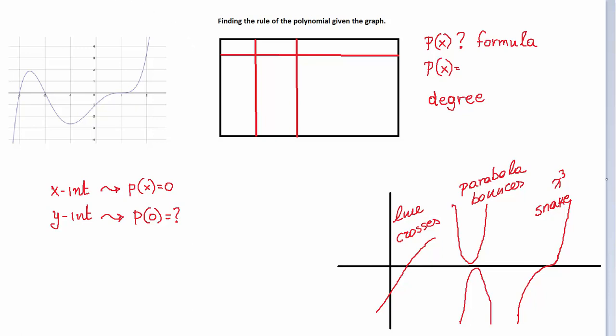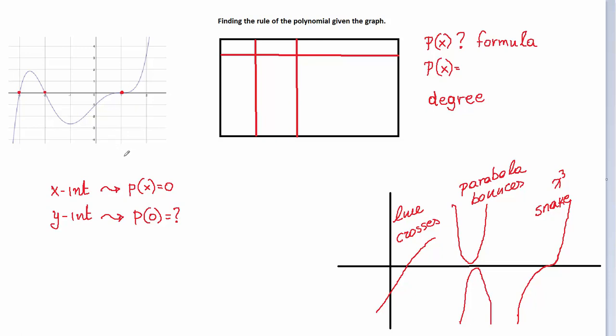What we want to do is to find the formula, the rule of the polynomial, given the graph. So we focus on the graph first of all, and the first thing that we want to do is to find what are the points where the curve crosses the x-axis. These are going to be the x-intercepts for our polynomial. We can see right here for the given polynomial, the curve crosses the x-axis at three different points.